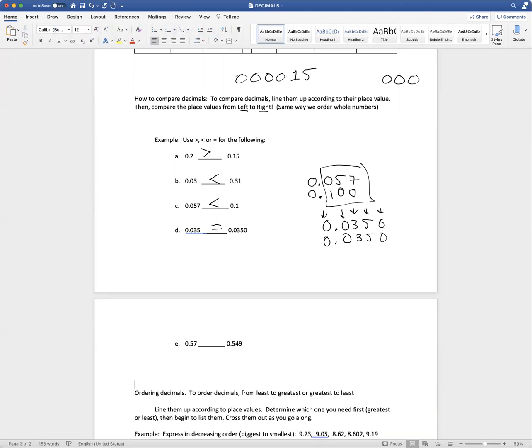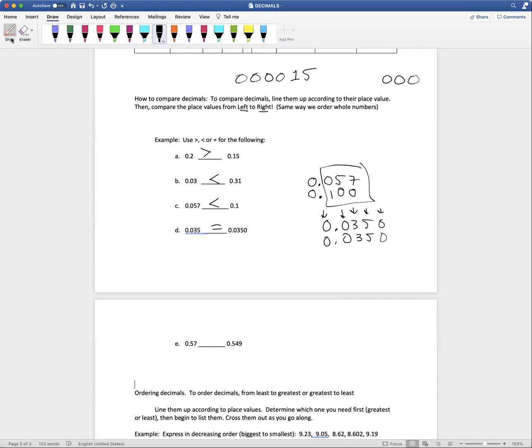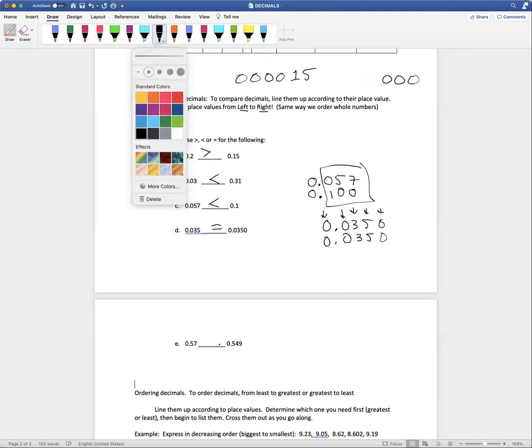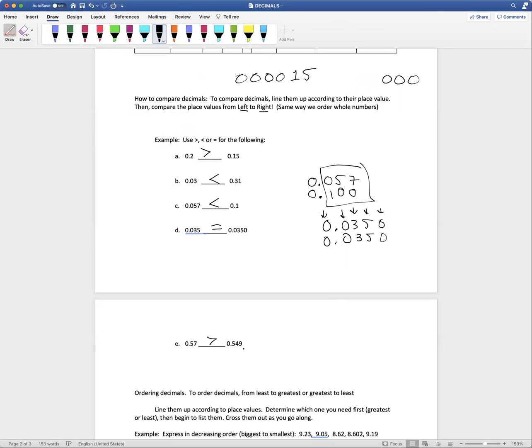So if we're comparing the numbers, and see if we can just look at it this time rather than writing it out like this. If we're comparing the numbers 57 hundredths and 549 thousandths, which one is bigger? Well, they both have 5 tenths. Hundredths, here I have 7, here I have 4, done. This guy's bigger. So we know that 57 hundredths is bigger than 549 thousandths.